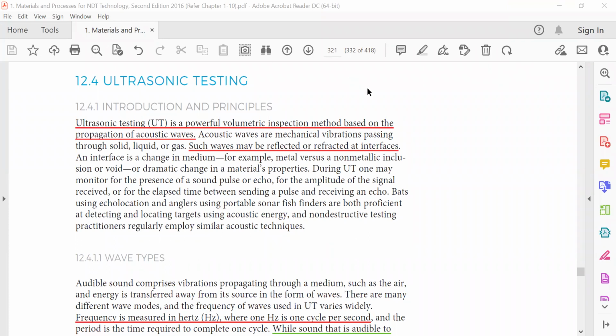We will start today with ultrasonic testing. Ultrasonic testing, UT, is a powerful volumetric inspection method based on the propagation of acoustic waves. Such waves may be reflected or refracted at interfaces.